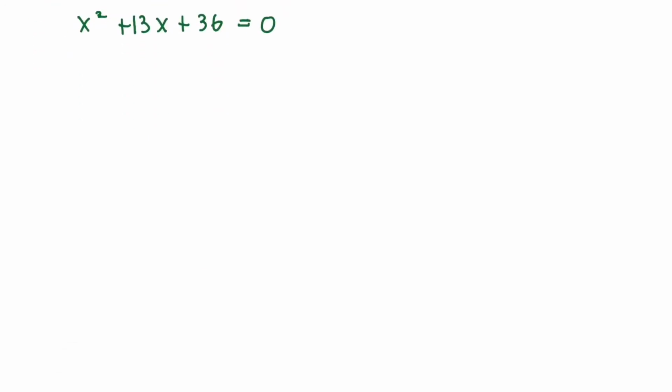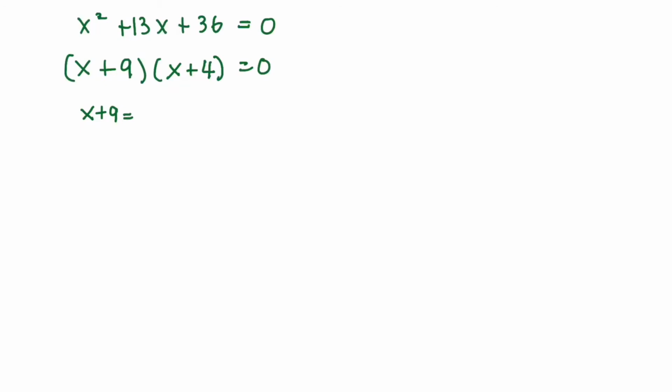Again, you can use your calculator to factorize this. You will get x and x. 36 is a product of 9 and 4, so you will get 13, which gives you plus and plus. Make each factor become 0, then you have x equivalent to negative 9, and another one x plus 4 equivalent to 0, so x equivalent to negative 4.